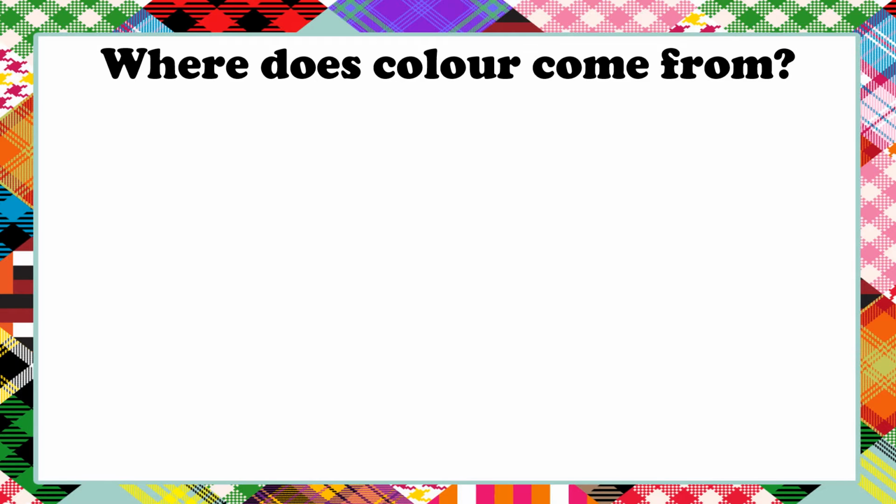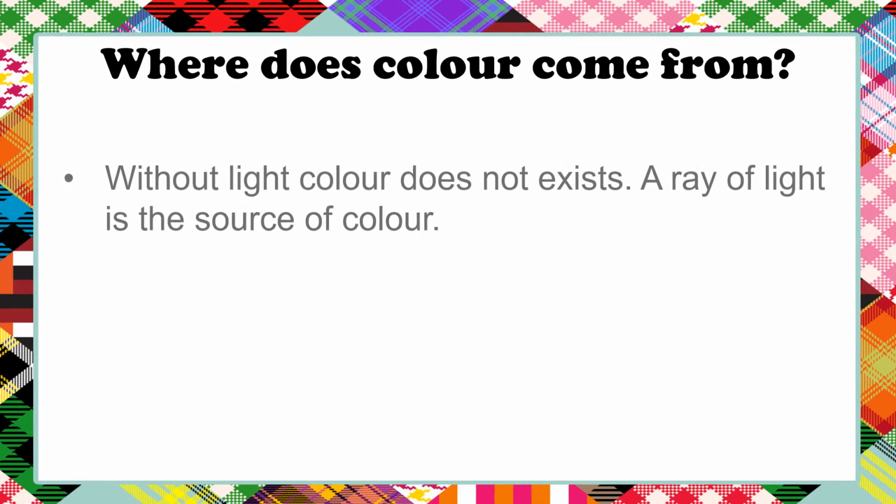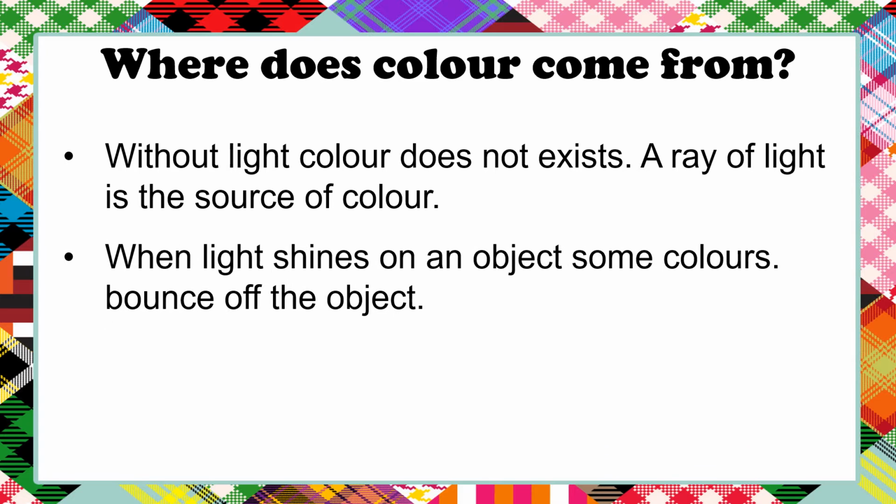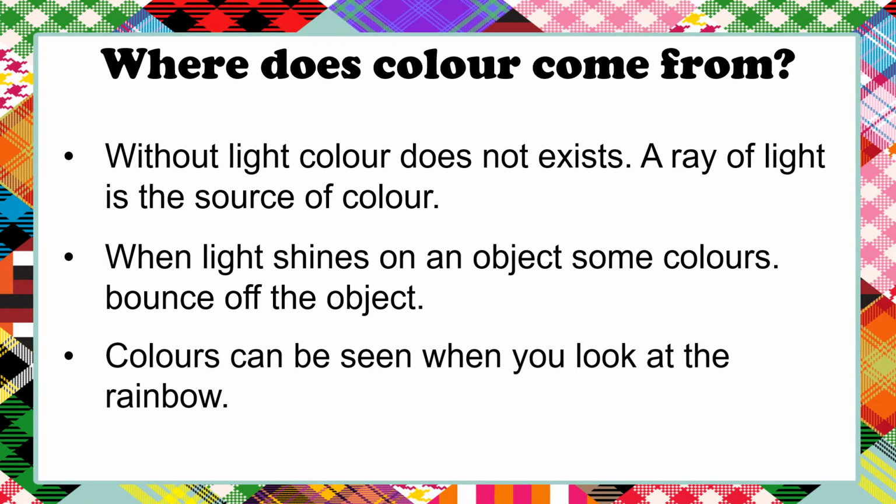Students, where does color come from? Without light, color does not exist. A ray of light is a source of color. When light shines on an object, some colors bounce off the object. Colors can also be seen when you look at the rainbow.